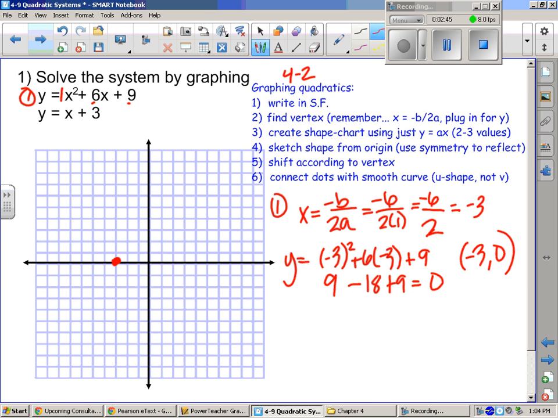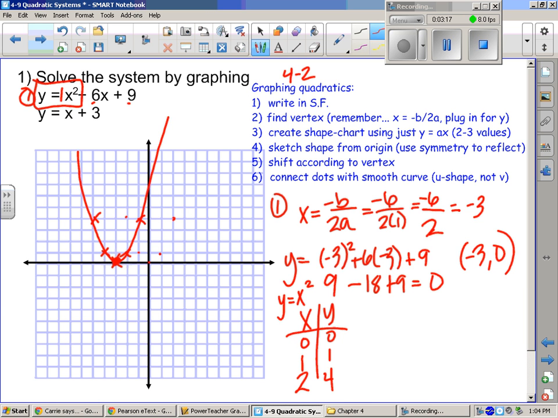Now how does the shape work? Remember that we looked at just the beginning part of that equation. We made a t-chart for just y equals x squared. We picked really easy stuff, and we got these kinds of points. Those tell you the shape. But we know that it's symmetrical, and we know that the vertex is now at negative 3, 0. So we want to recreate that shape over here. Okay, so that is one of my graphs.